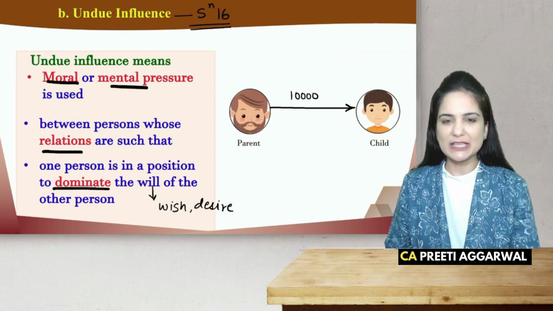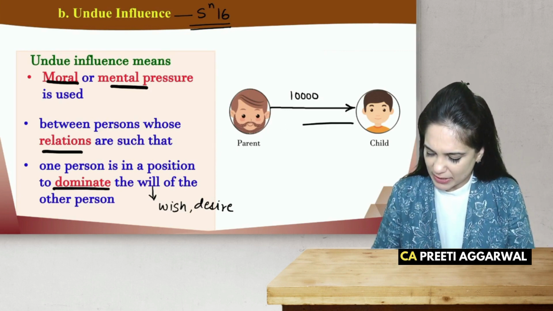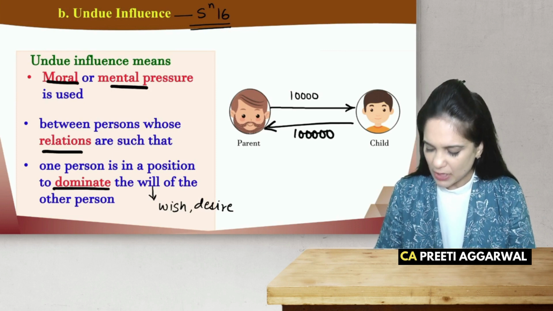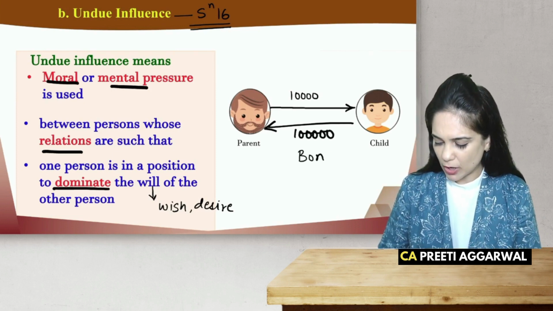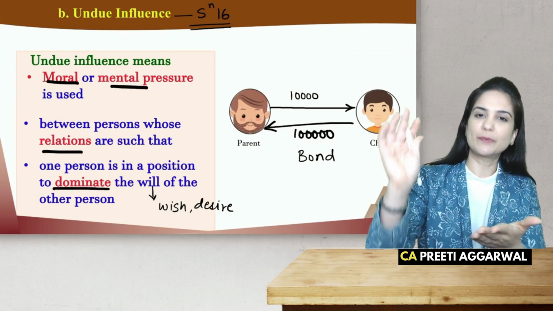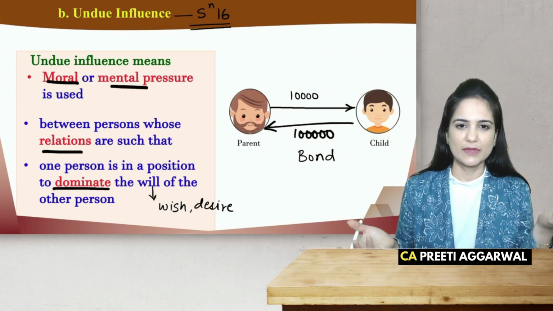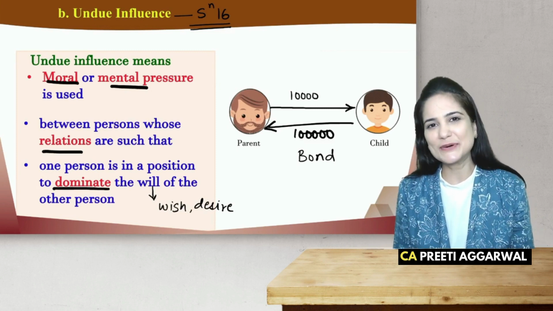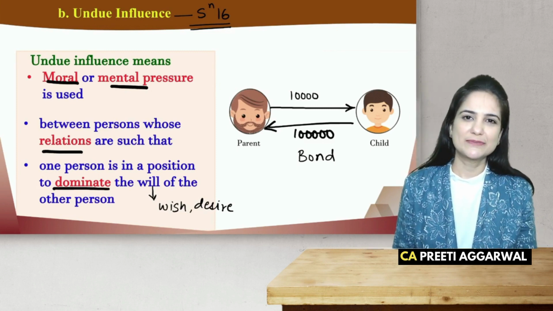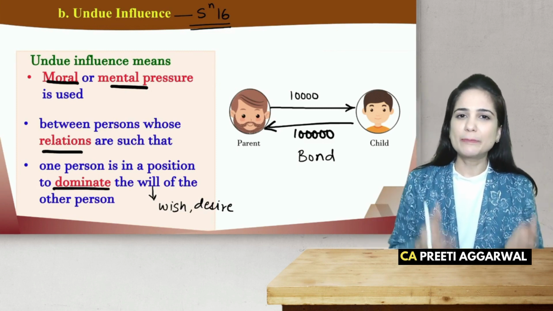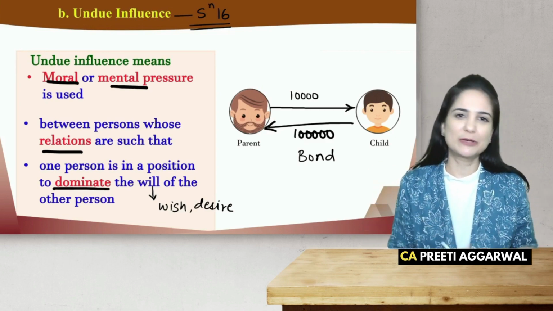Parent says, beta, sign this piece of paper. Child also signs that piece of paper. It is a bond to pay rupees 1 lakh. He got a bond signed wherein the child agrees to pay rupees 1 lakh. Now he signed without even reading what was written in that document. Undue influence. Dad only added 1 zero. Undue influence. The relation is such that one party can easily influence the other party.